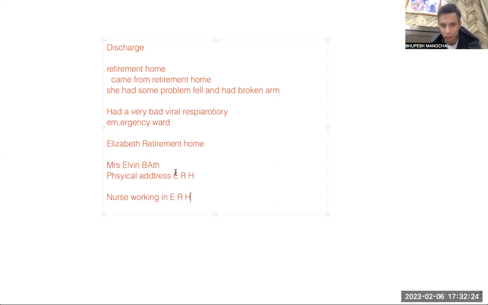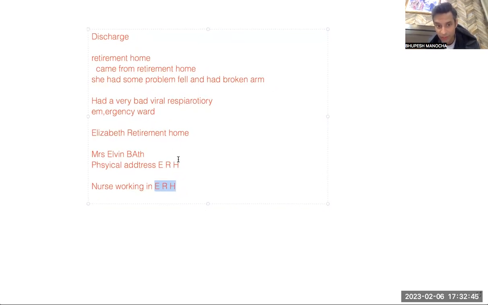Now when these two match, the physical address of the patient, that is Elizabeth Retirement Home, and the nurse of the retirement home to whom you are writing the letter, the nurse you are writing to is at the same retirement home, and the physical address of the patient is the same. So obviously it means that the patient's physical address is this, and the home itself says that she is a resident. These are the things you should understand from these small keywords. Elizabeth Retirement Home means she is living in that place. She is a resident of that place.